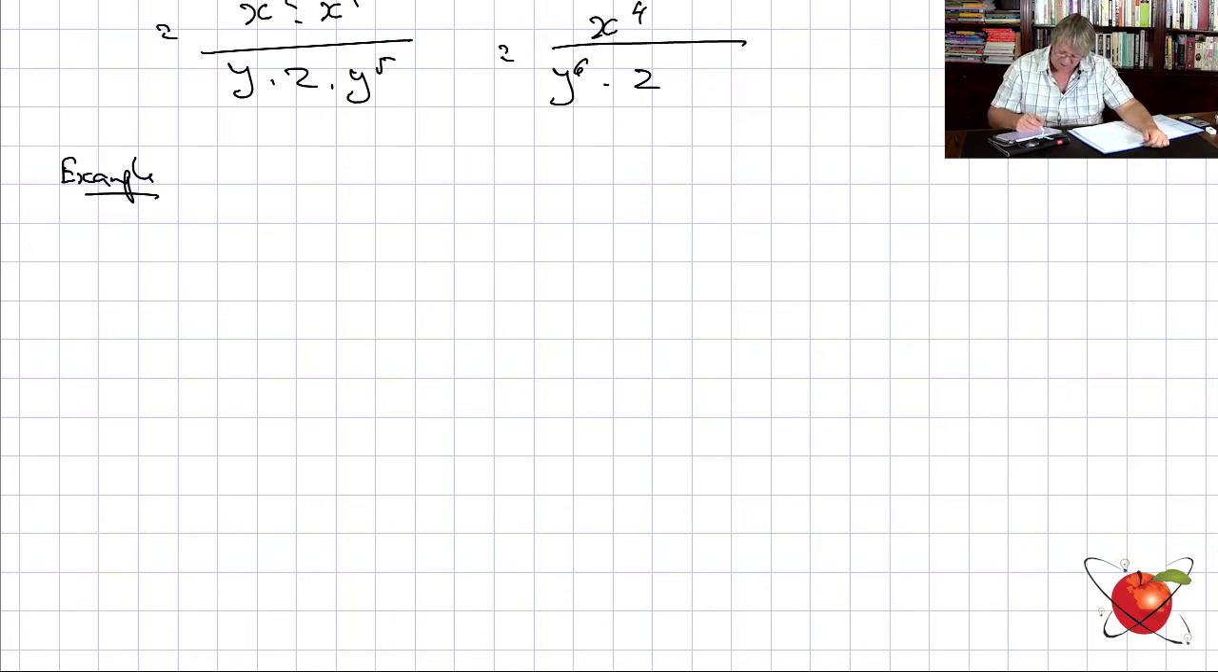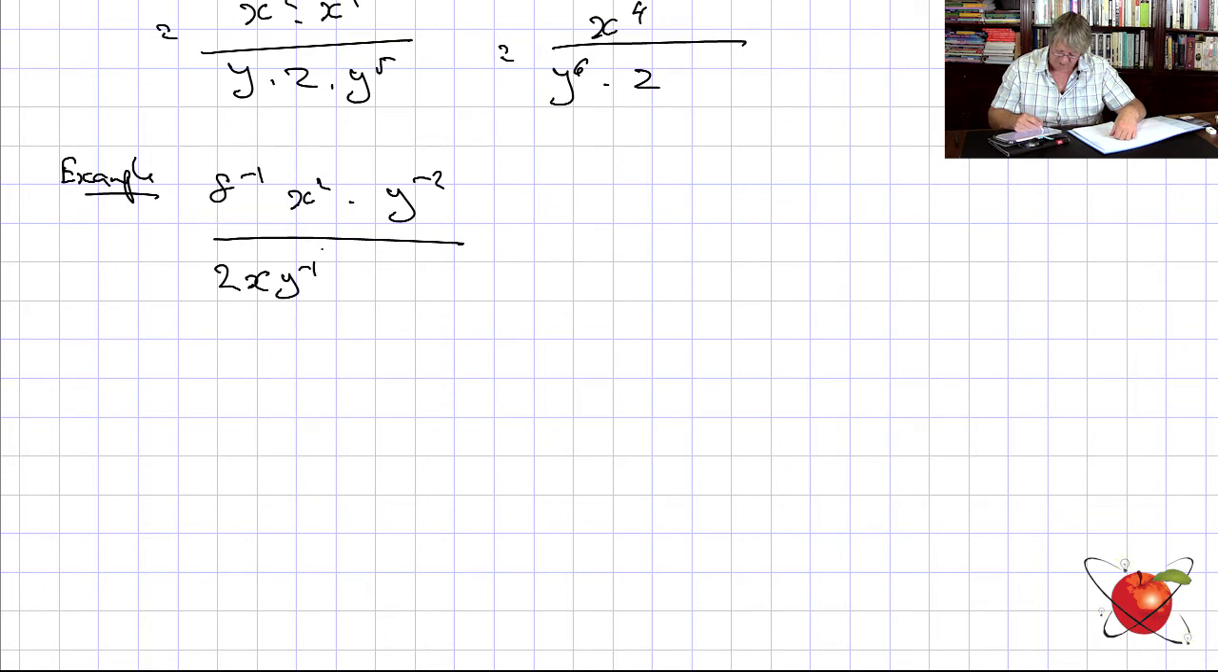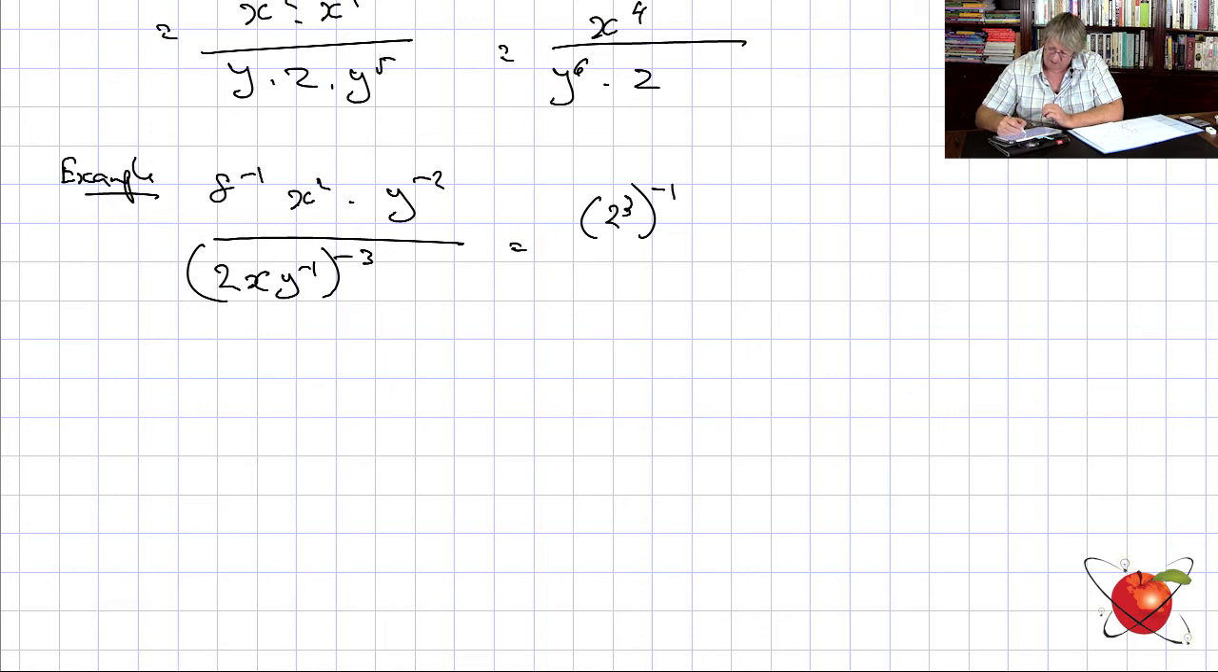This is 8 to the minus 1, x squared times y to the minus 2, over 2 in brackets x, y minus 1, all to the minus 3. What did I say? Step 1, write all bases in terms of prime factors. 8 is going to be 2 to the power of 3, and that's to the minus 1. X squared, y to the minus 2. This is already done, so we can remove the brackets here. You don't have to, you can do it all in one. Let's leave it till we get to the x, y minus 1, to the minus 3.